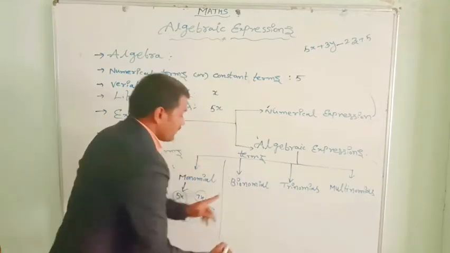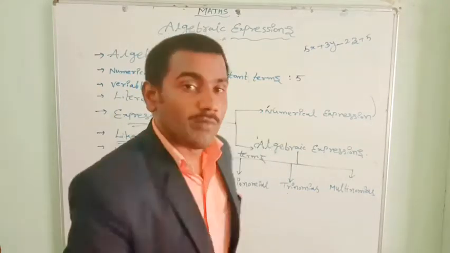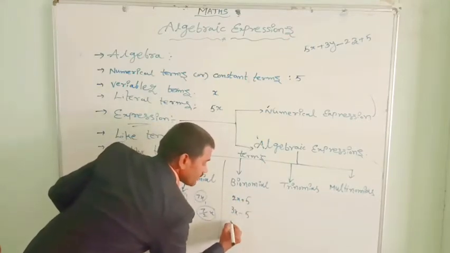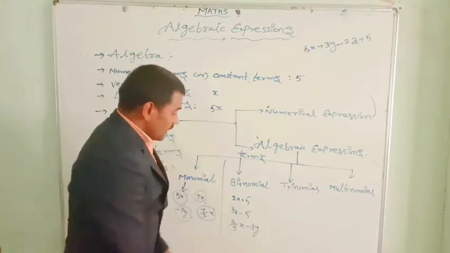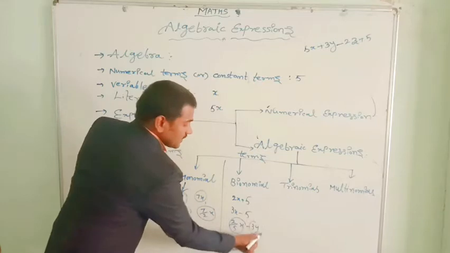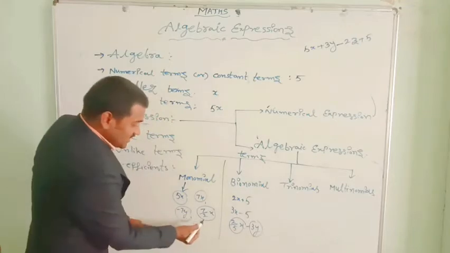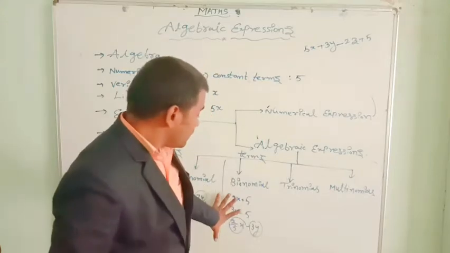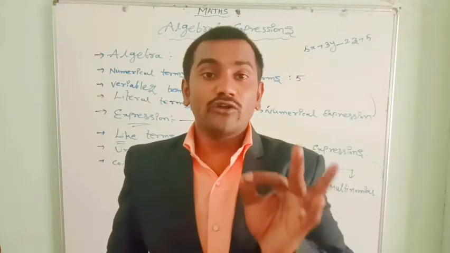Next, we go for binomial. If an expression contains two terms, it's known as a binomial. For example, 2x plus 5, 3x minus 5, 2 by 5x minus 3y. Whatever, these all contain only two terms: first term and second term. Division will not divide into terms; it is only a single term. Here also it is a single term. 7 by 2 is not a separate term. So an algebraic expression that contains only two terms is known as a binomial.